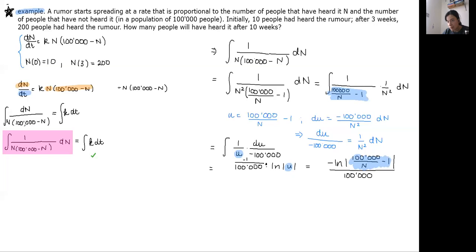All right, so if this is the case, I'm going to write that as a result of the left-hand side, and then the right-hand side is really easy. The left-hand side over here gives minus ln of 100,000 over n minus 1, divided by 100,000. And on the right-hand side, if I integrate k times dt, I just have k times t plus c. Do I have any questions about this?